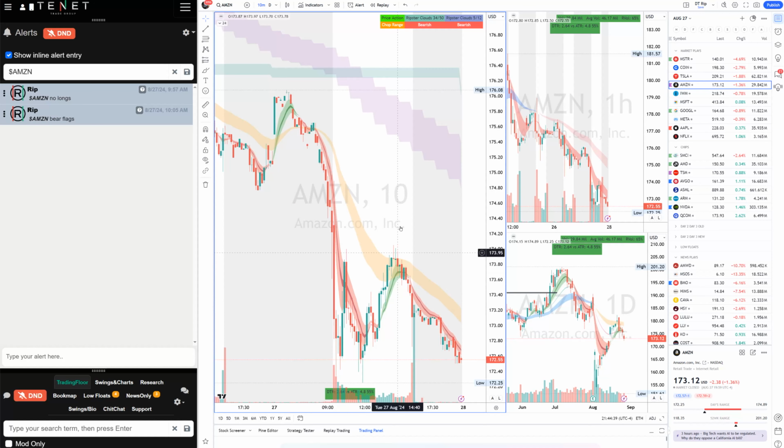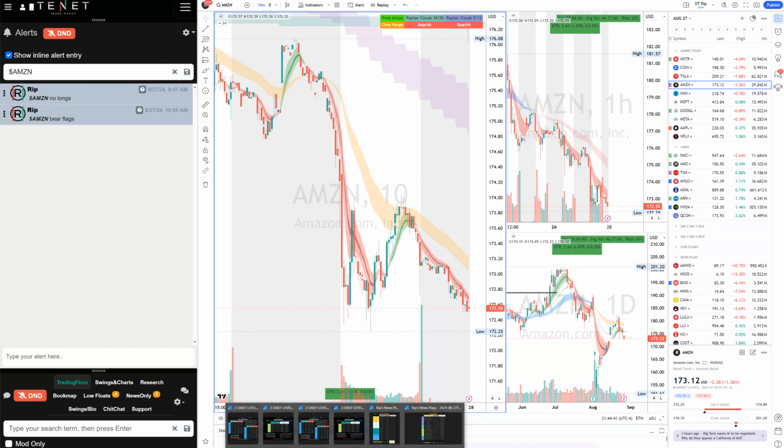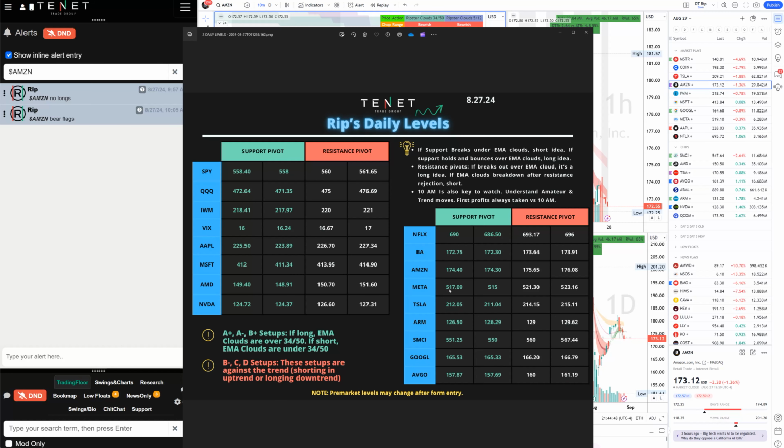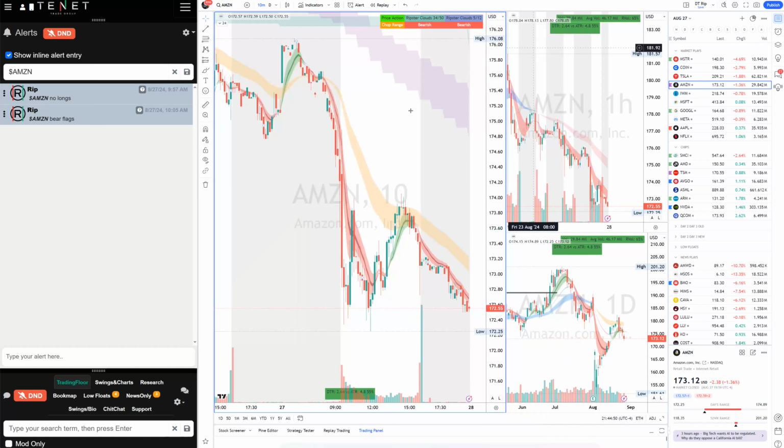Amazon was another short in the community. In the morning it was heavy. The whole market was bouncing, but SMCI and Amazon were still bearish. You can see the Amazon levels, 174.40, 174.30. Once those levels gave up, it was completely bearish.